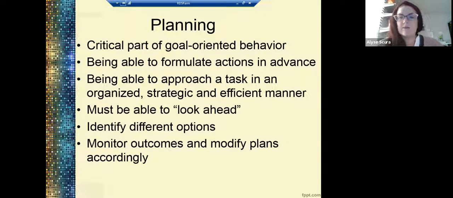Planning. So this is critical in goal-oriented behavior. You know, we all have plans. In order to even get to this position and get to this stage in our career, we all had plans. No one just ended up with a master's degree, right? No one just decided one day, I'm going to be a licensed mental health counselor, and then bam, there I am, right? It all took a lot of planning, and that planning took many, many years.